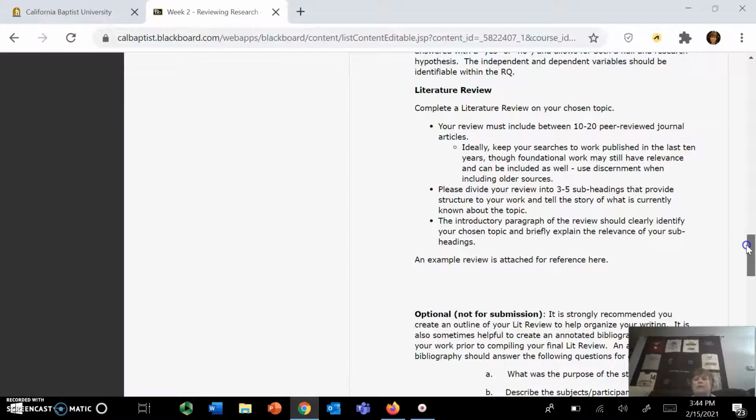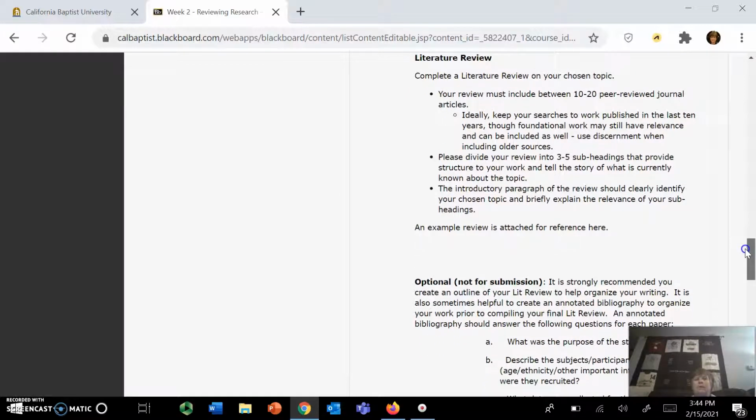And as you write your review, you should organize it into 3 to 5 subheadings to give you structure and organization to the actual review of literature. As you write your review, the introductory paragraph should clearly identify your topic and then explain the relevance of your subheadings that you've listed.